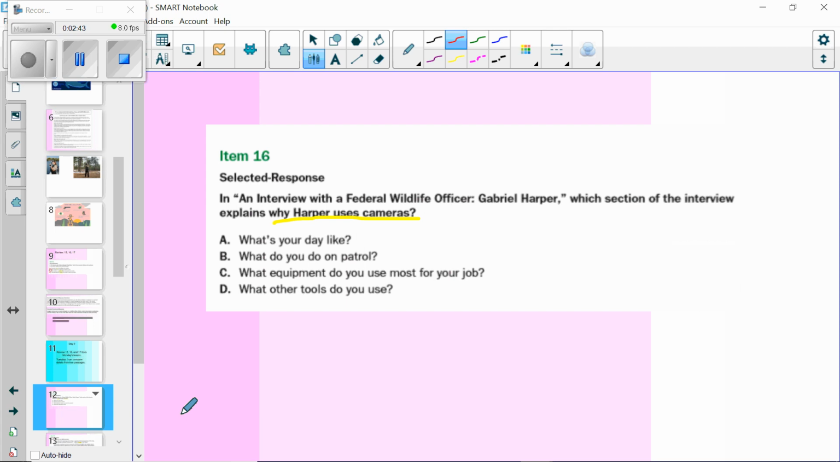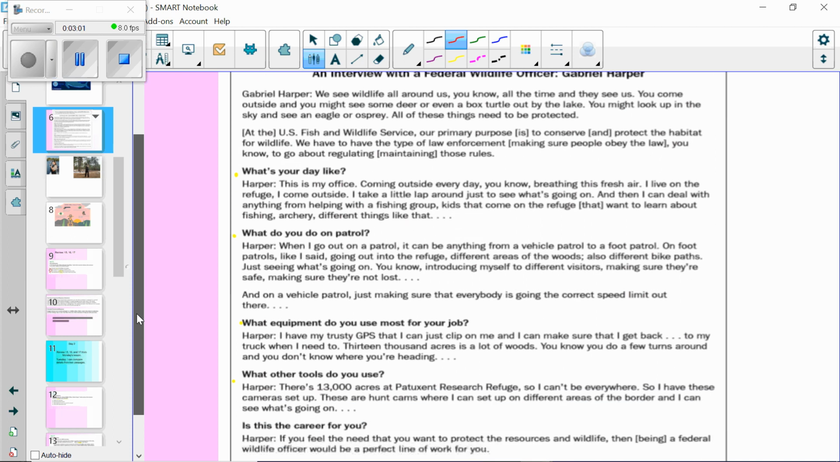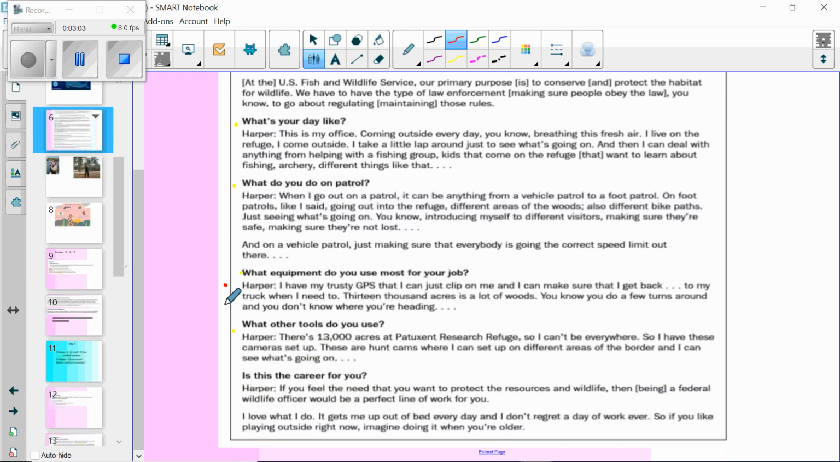In an interview with the federal wildlife officer, Gabriel Harper, which section of their interview explains why Harper uses cameras? So we're looking for the reason why he uses cameras and where that's included in the passage. So I'm going to go back to that article. We're going to scroll down. And we know that this section and this section explain some of the different tools that he uses, and we know that a camera can be a tool. So we're going to read over this.